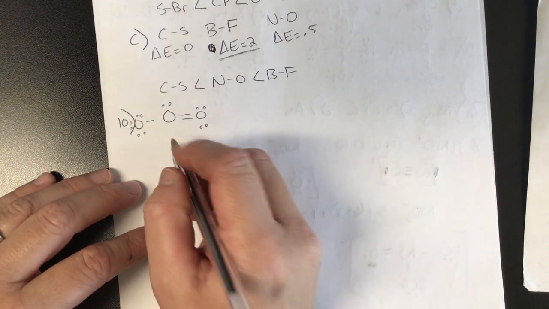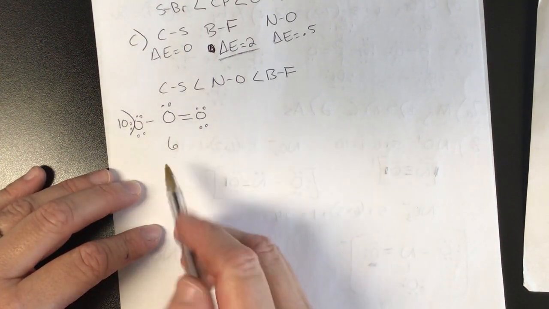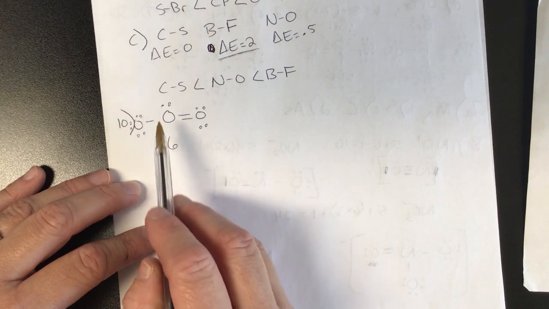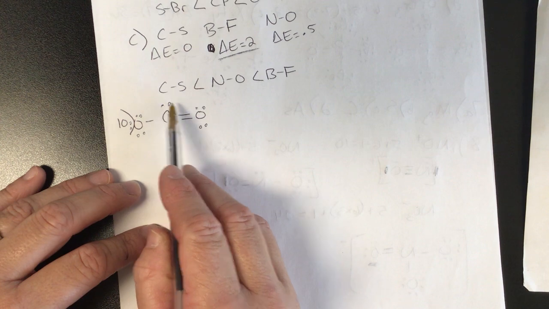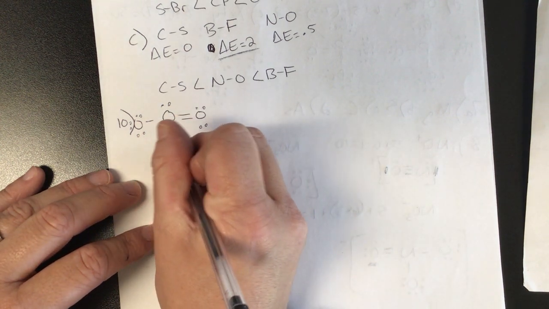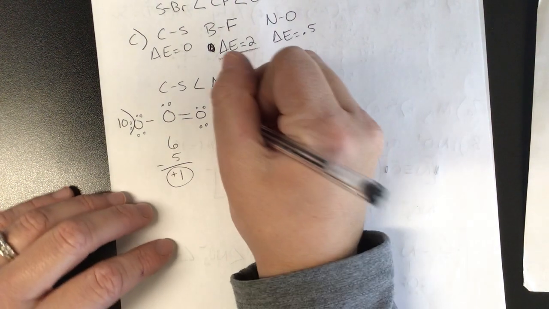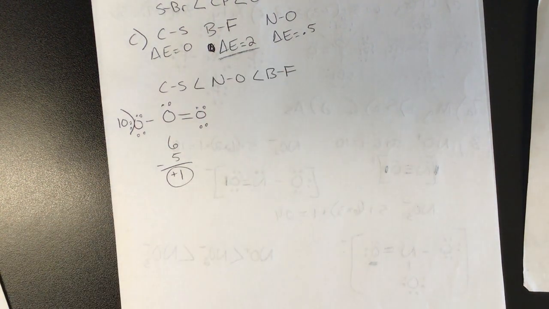So when we do the formal charge, we take the valence minus assigned. Remember, we're going to count 1 for each bond and then each electron in the lone pair. So 1, 2, 3, 4, 5. So we get a positive 1.